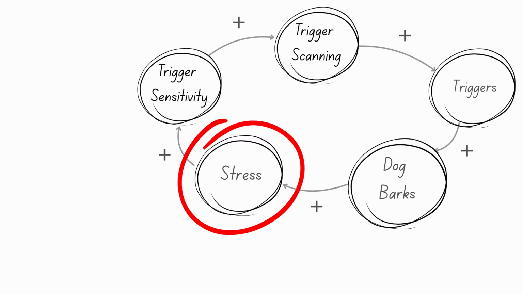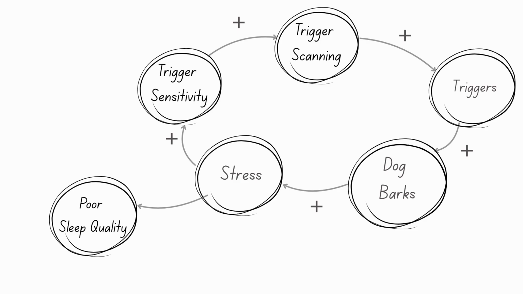When the dog is highly stressed, what happens to their sleep quality? It goes down. Just like us, dogs who are stressed don't sleep well. They're restless, they wake up easy, their sleep is lighter and less restorative. So add a new variable to your diagram, sleep quality. Now draw an arrow from stress to sleep quality.